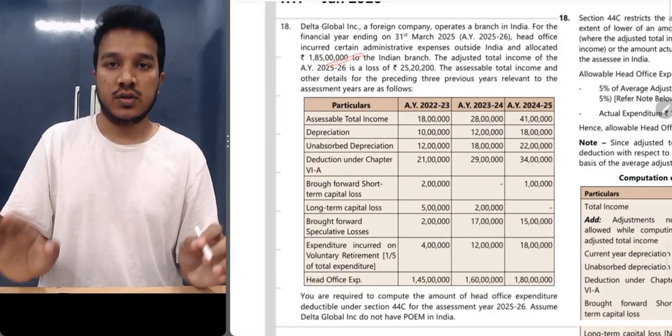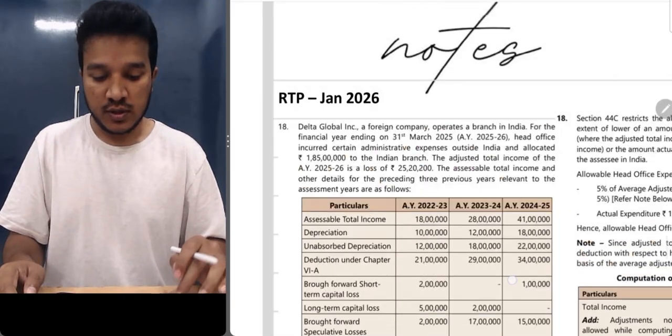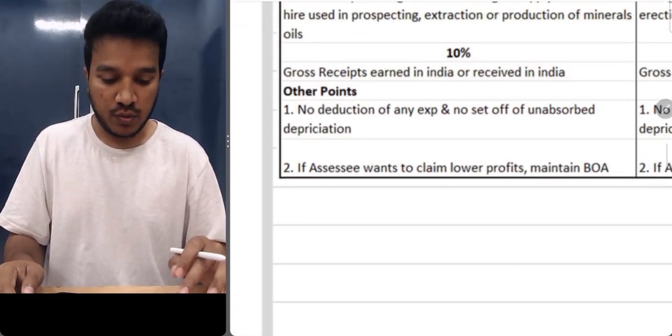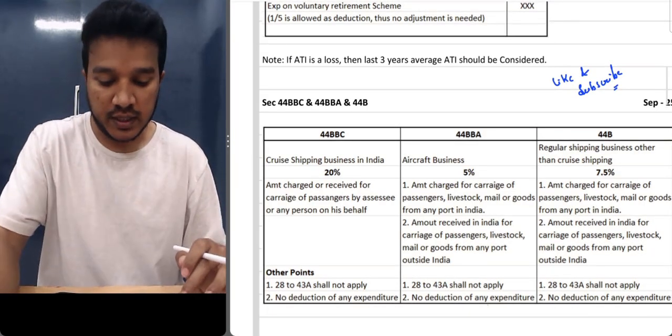Got it? So that's how it is. Do it for all the 3 years and you will understand. So that is your 44C section. Very important, very important. So do it for yourself once for better understanding.